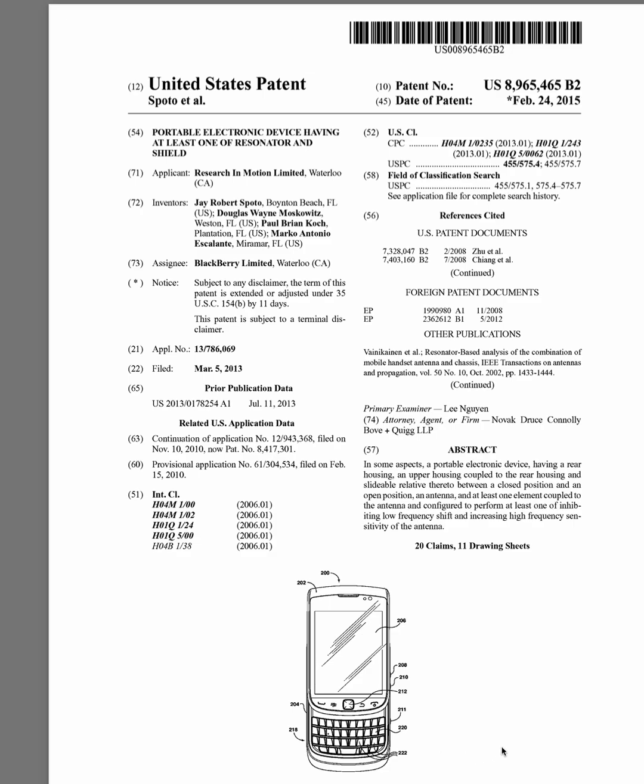All right, everyone, so let's get into it. Today we are going to learn how to read a patent. So the patent that I have for you right now is 8965465. You see that in the upper right-hand corner.